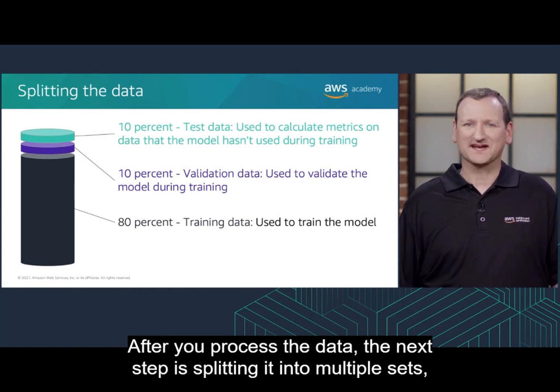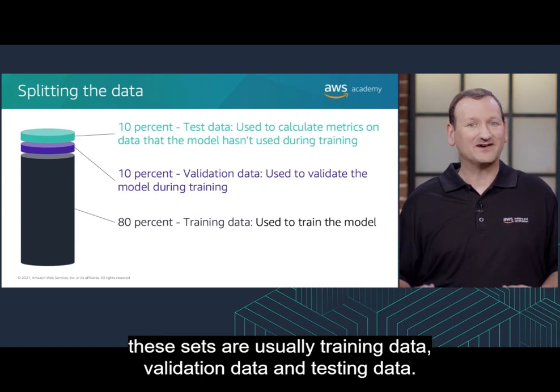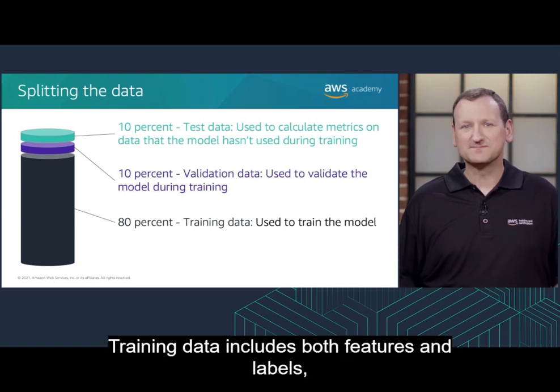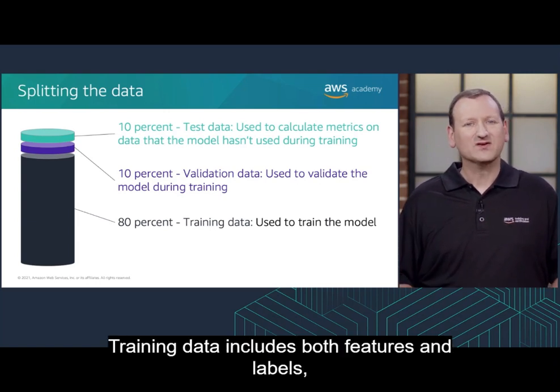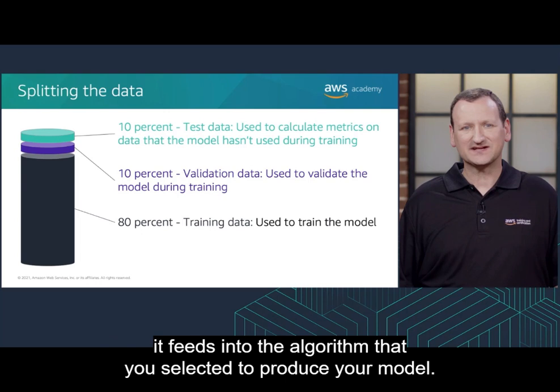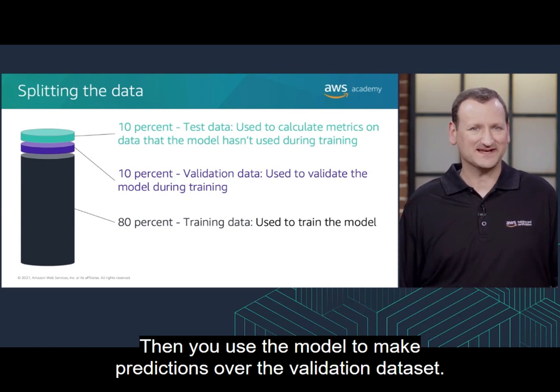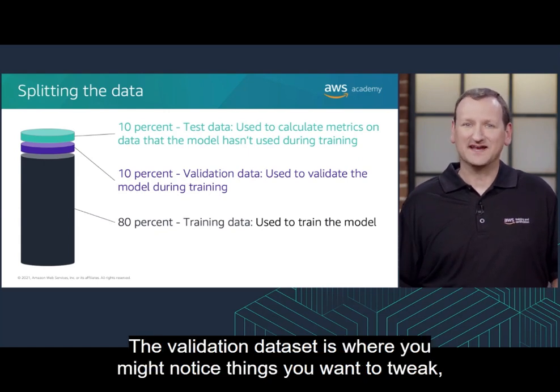After you process the data, the next step is splitting it into multiple sets. These sets are usually training data, validation data, and testing data. Training data includes both features and labels. It feeds into the algorithm that you selected to produce your model. Then you use the model to make predictions over the validation dataset. The validation dataset is where you might notice things you want to tweak, tune, and change.